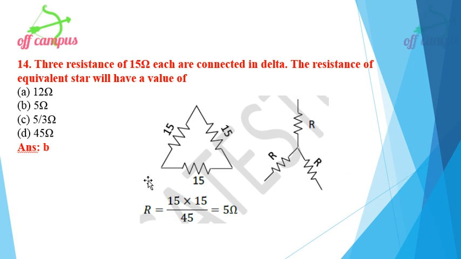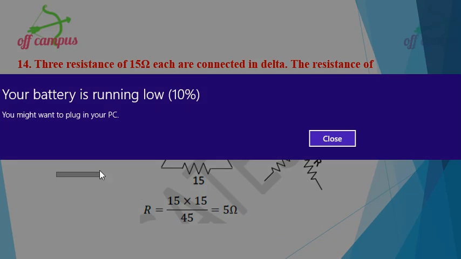Whenever converting delta to star with equal resistance, just divide by 3. This is applicable only when the resistance values are equal. So 15 divided by 3, what will we get? 5 ohm. So answer B, 5 ohm, is the right option for this problem.